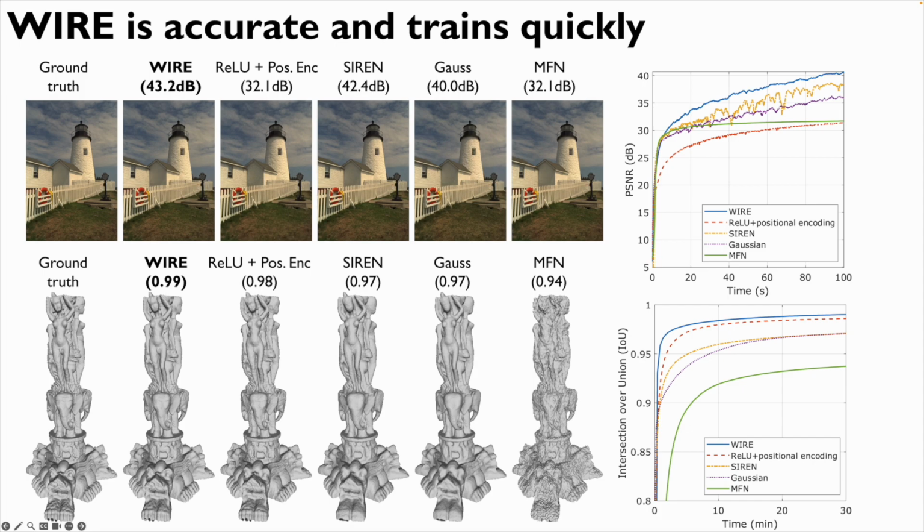WIRE also has higher capacity and also trains faster. We demonstrate this on image representation at the top and 3D volume representation at the bottom. Observe how WIRE achieves higher PSNR and IOU, or intersection over union values, than INRs with other nonlinearities. And it also achieves those high values at a much faster time, as shown in the plots, compared to the other methods.